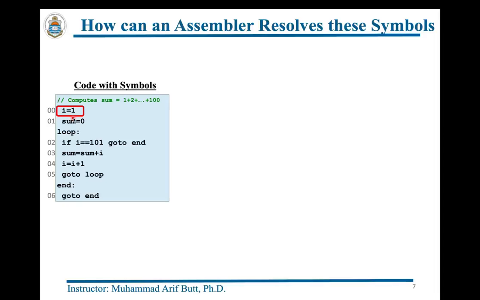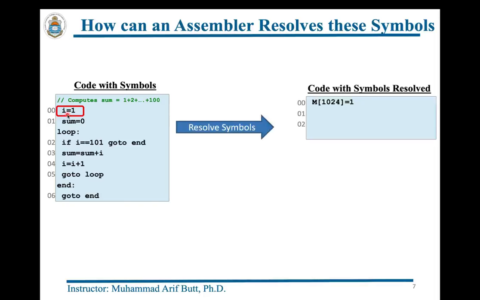The instruction at address 0 is I = 1, where I is a variable. As per the language specification, I being the first variable is assigned the address 1024. So the symbol I is resolved with the address 1024. So we are writing 1 to memory address 1024, which is the same as I = 1.